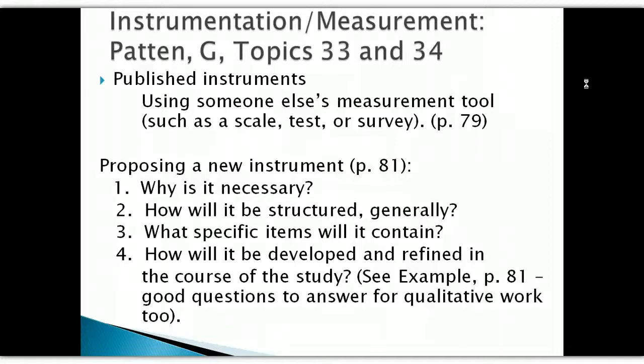You may decide to use published instruments for your research. In fact, this could make your research a lot easier for you, but of course only if a published instrument works for you. A published instrument is someone else's measurement tool, a measurement tool like a scale or a test or a survey that a previous researcher has come up with and published, and you may want to use that same scale or test or survey for your own research and see what different or similar results it yields.